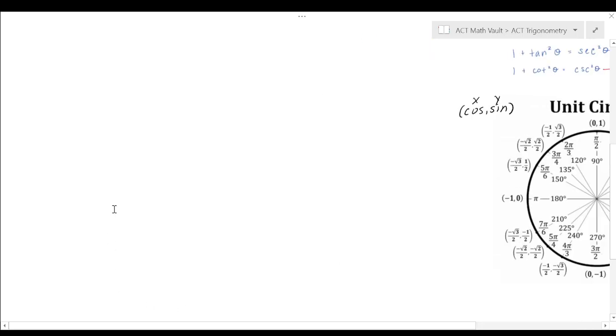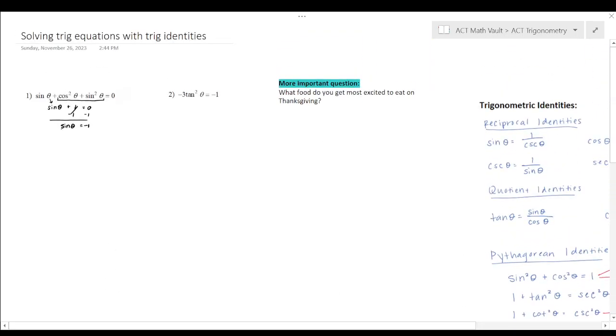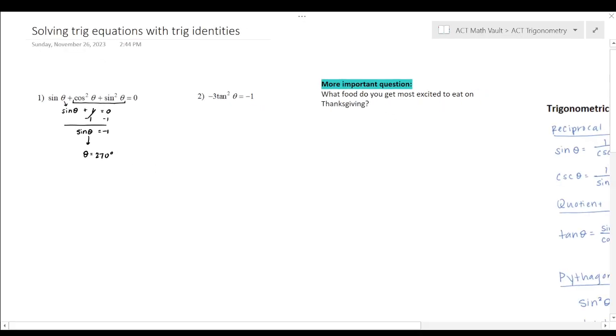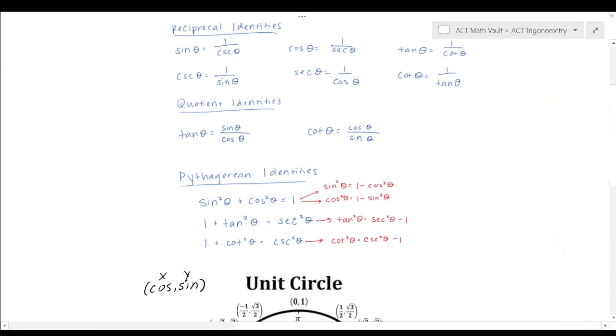So are we writing degrees or radians? It could be either, but you're basically just deciding which theta, which angle works in this situation. So that would be 270 degrees, or you could write it in radians as well. So that required one of what we call the Pythagorean identities, these guys.